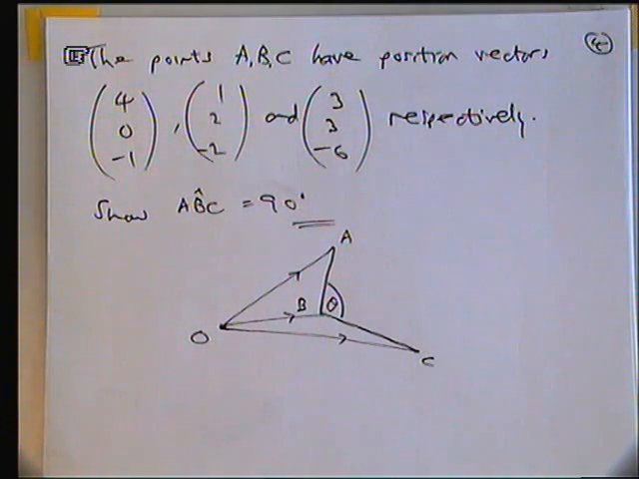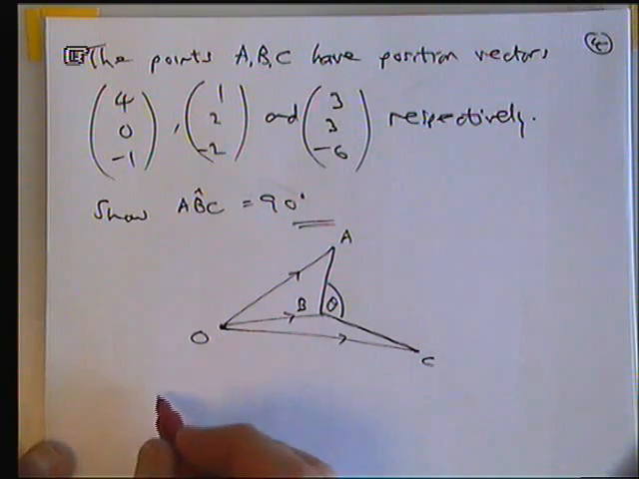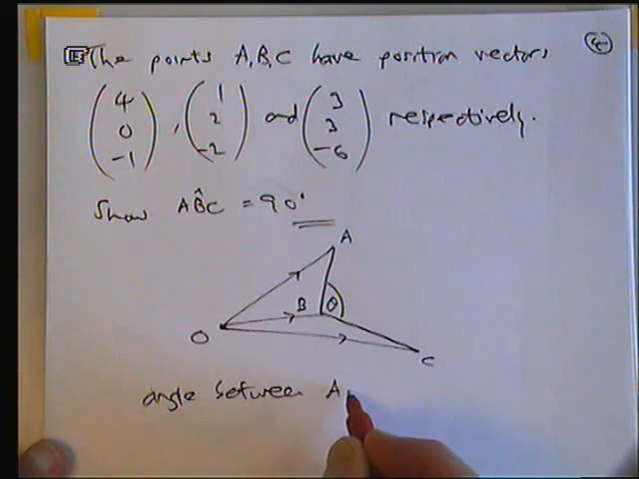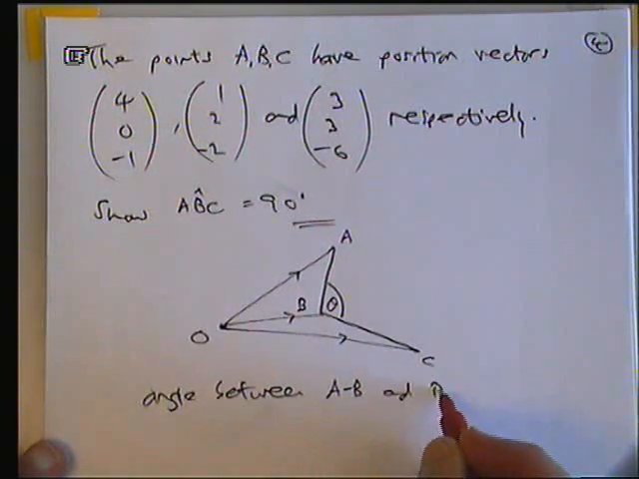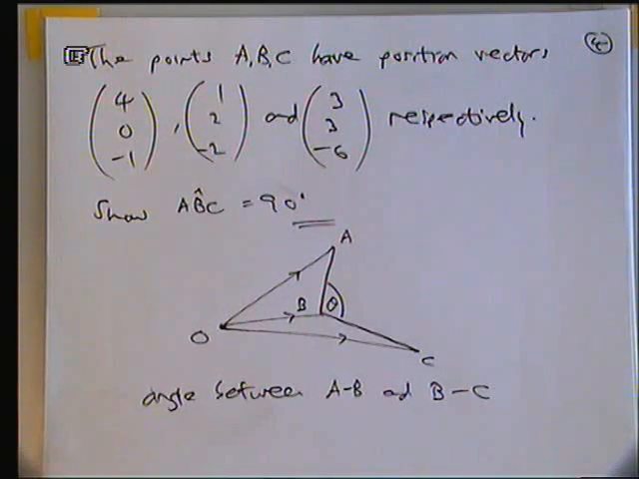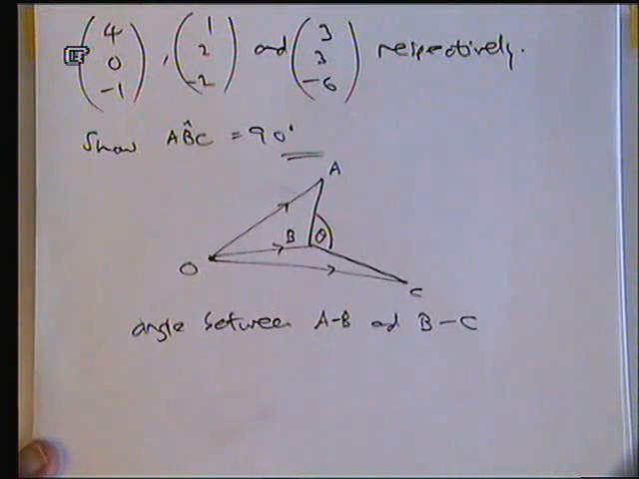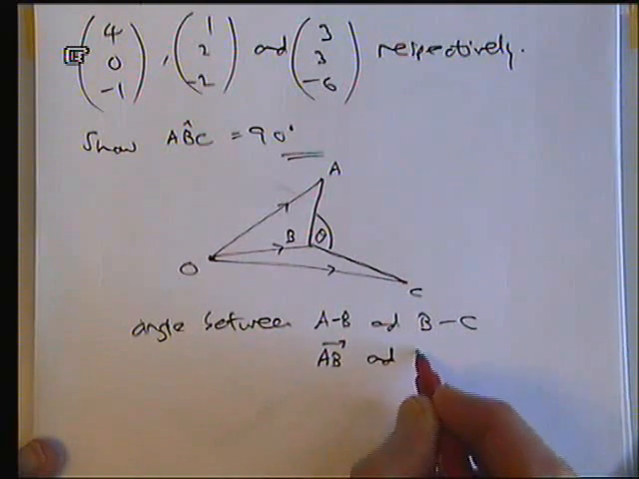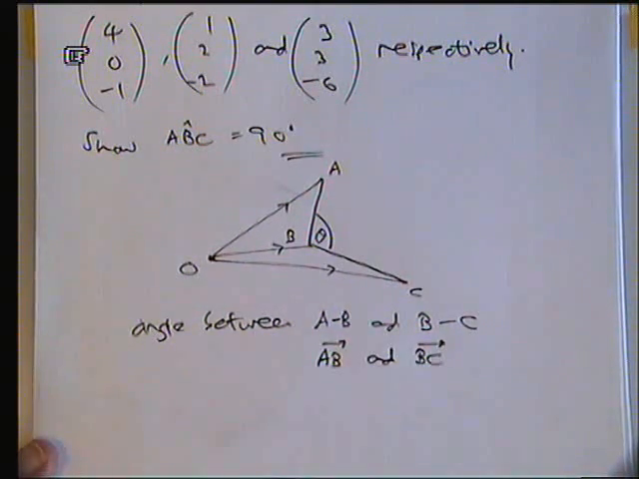What are the two lines? Now, using just A, B's and C's and zeros, what are the two lines we're interested in that make up the angle? A to B and B to C. So we're interested in the angle between AB and BC. So if I go back into vector notation, we're interested in the angle between vector AB and vector BC.